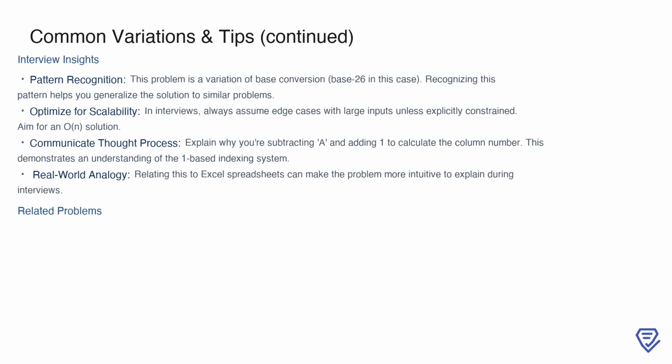Additionally, it's important to communicate your thought process clearly. For example, explain why you're subtracting and adding 1 to calculate the column number. This shows that you understand the one-based indexing system and can articulate your reasoning. If you're looking for a helpful analogy, think of this problem in the context of Excel spreadsheets. This can make the logic more intuitive and relatable when explaining it during interviews.